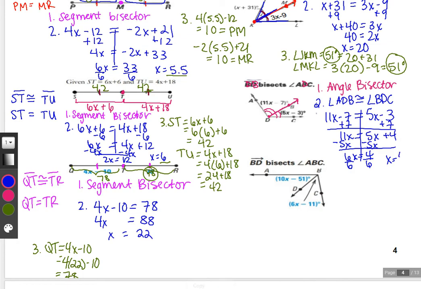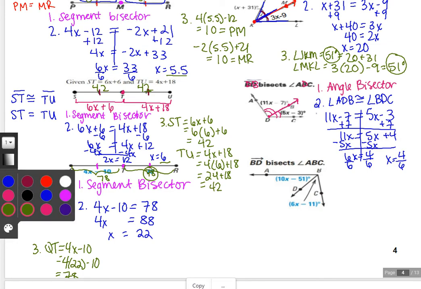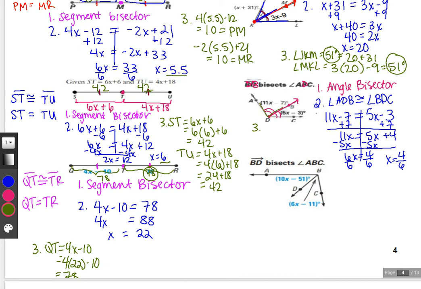So I'm going to come over here, number 3. So angle ADB should look like 11x minus 7. So we're going to plug in the value we got for x, which was 4 over 6. So 11 times 4 over 6 minus 7 should give us about 1/3 or 0.3 repeating. So if I've done this right, I want ADB to equal the same as BDC. So when I'm plugging in 4 over 6 to my next equation, I should get 1/3. So this was the value for ADB.